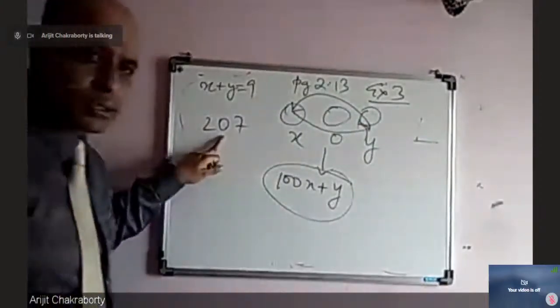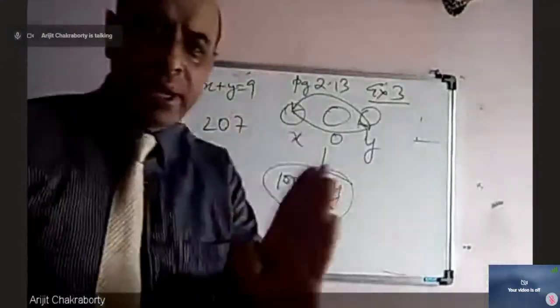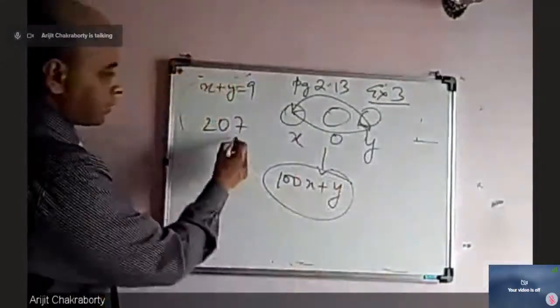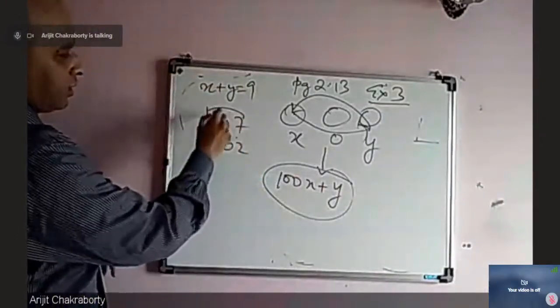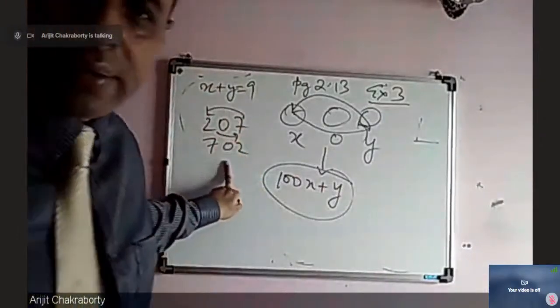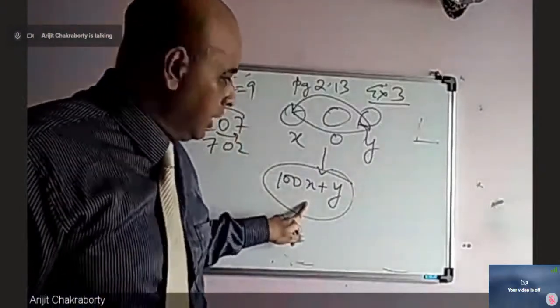So 207. If I want to interchange, 0 in the middle will remain 0. But what will happen? 702. 7 will come here and 2 will go there. Interchanging. I hope you are clear now. So the same thing we have to do here.